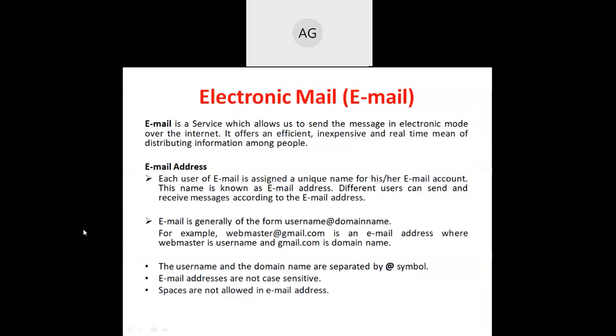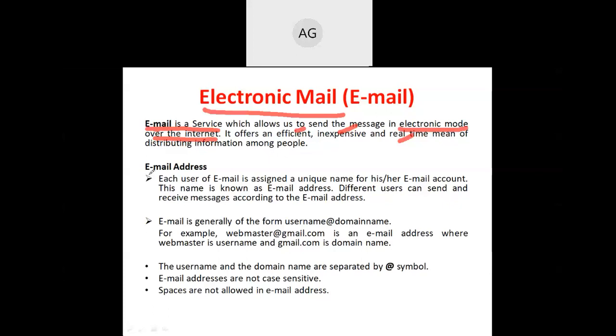Now the next topic we are going to study is email, which is also known as electronic mail. Email is a service which allows us to send messages in electronic mode over the internet. It offers an efficient, inexpensive, and real time means of distributing information among people. This is the basic definition of email, that it is a service used to send messages in electronic mode over the internet.